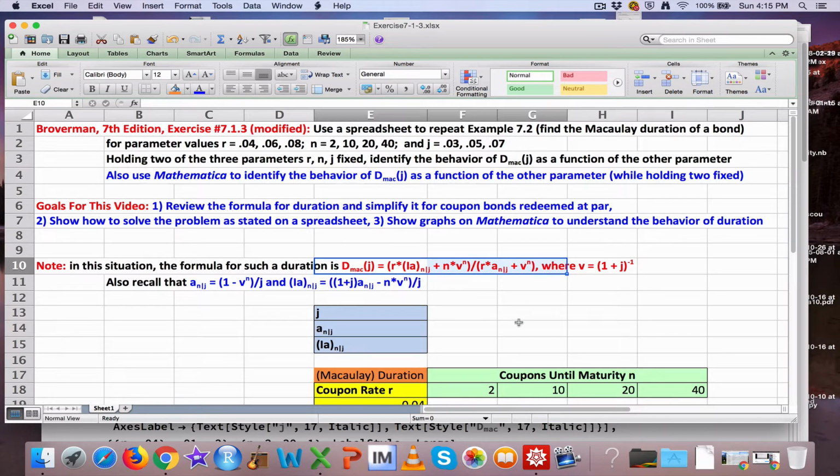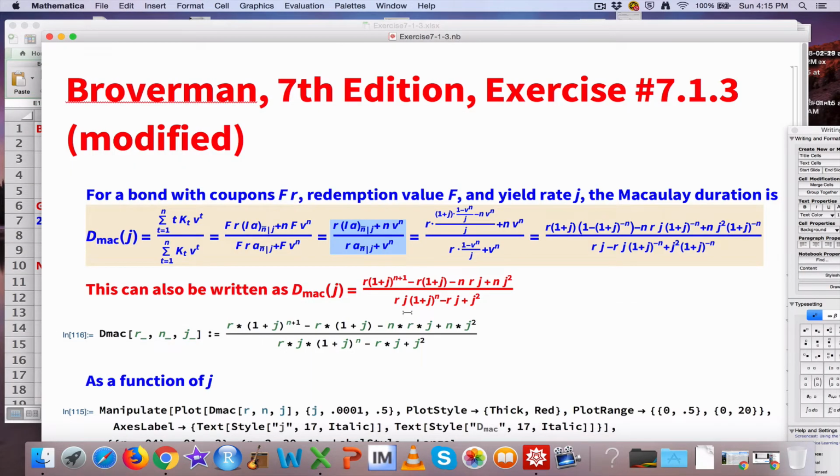Take a look at this. Maybe pause the video, write that down. Now let's go back to that Mathematica again, and I'll show you it really is the exact same formula. And then just to realize you actually can simplify this so that it's just in terms of r, j and n and no a's or Ia's at all.